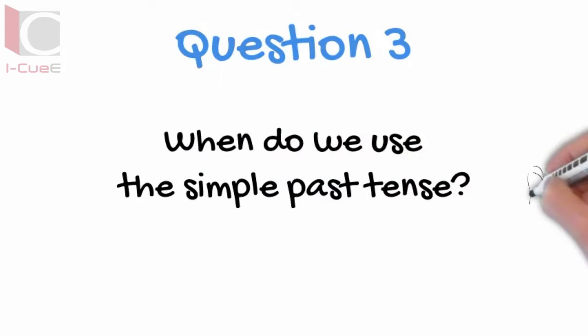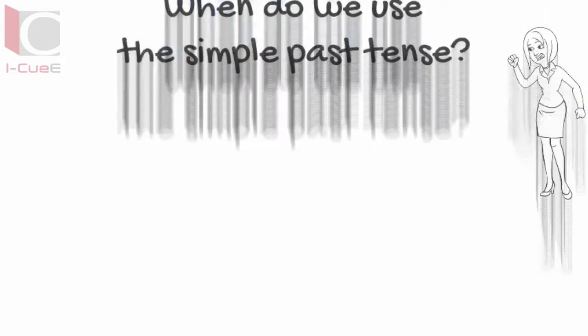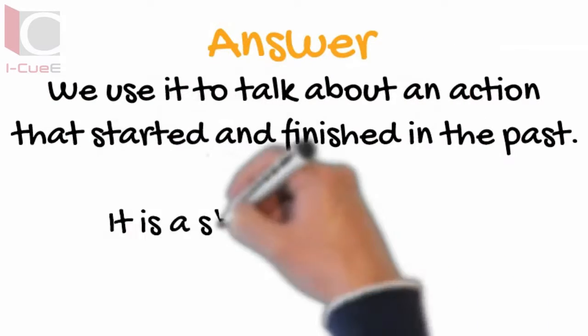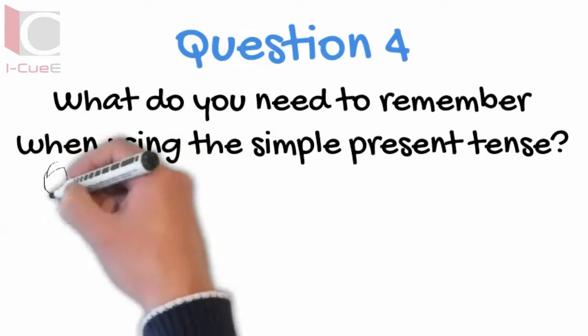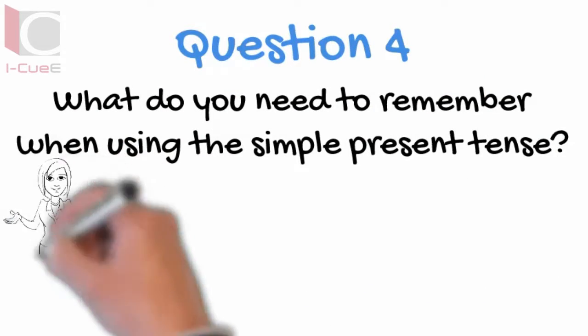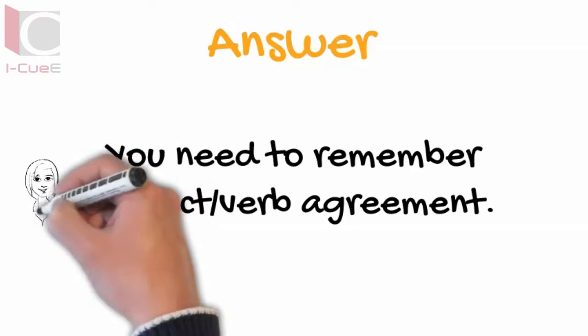When do we use the simple past tense? We use it to talk about an action that started and finished in the past. It is a storytelling tense. What do you need to remember when using the simple present tense? You need to remember subject-verb agreement.